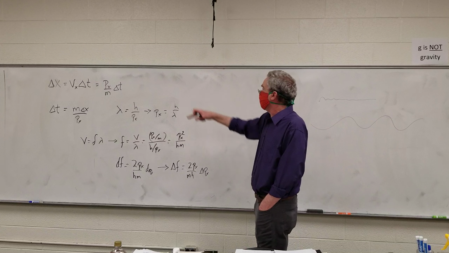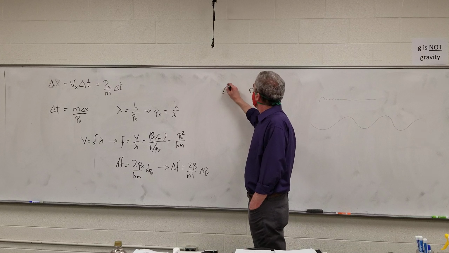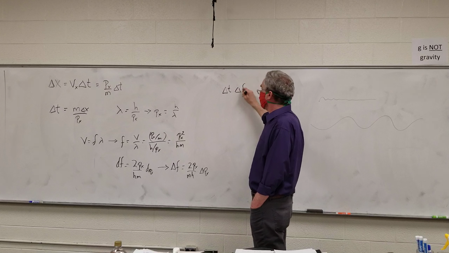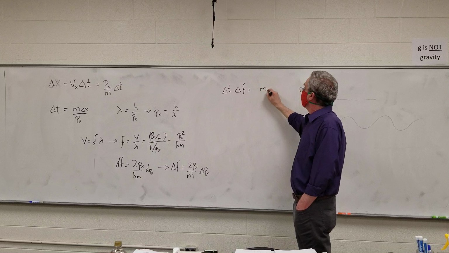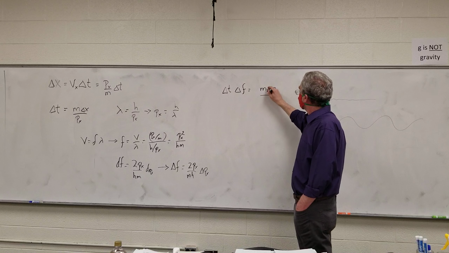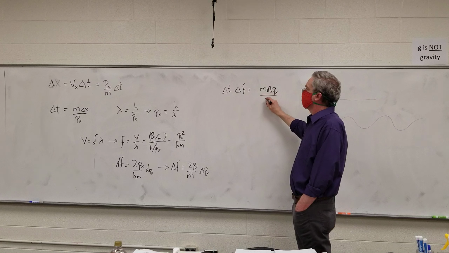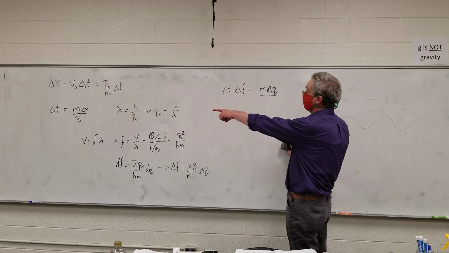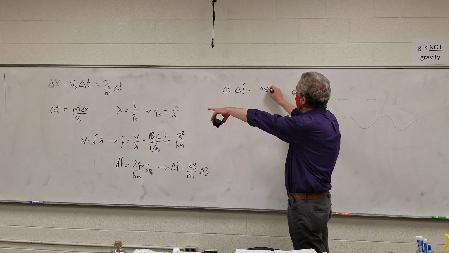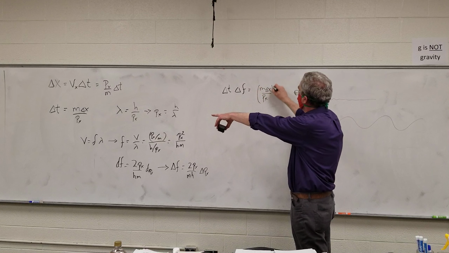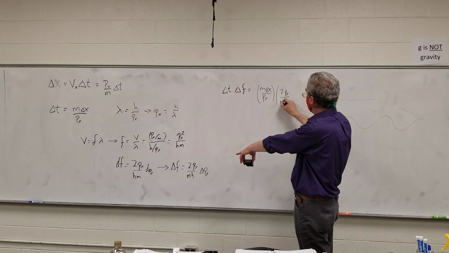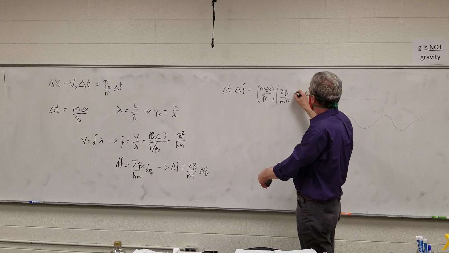So if I multiply these two things together, I get this uncertainty in time times the uncertainty in the frequency is equal to m delta x over px, mass times the change in x over px, times 2px over mh delta px.